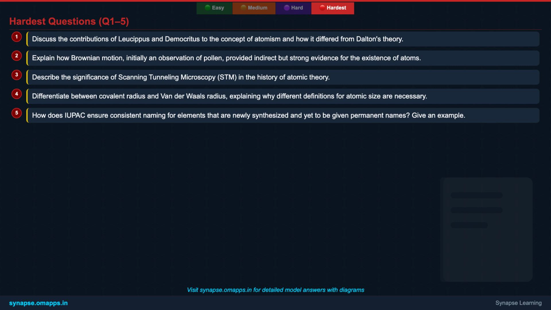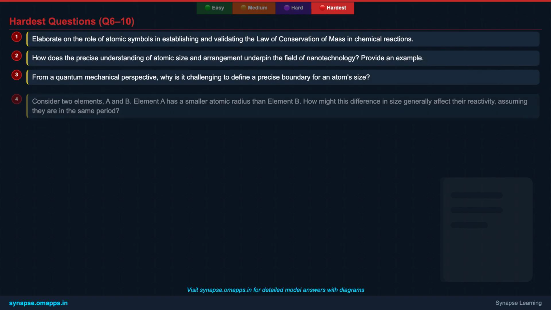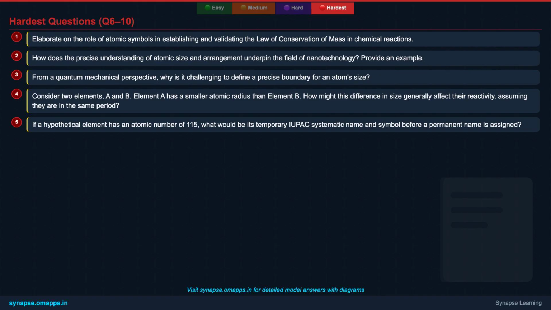Take your time to formulate comprehensive answers. Here are the remaining 5 hardest level questions. Elaborate on the role of atomic symbols in validating the law of conservation of mass. How does atomic size and arrangement underpin nanotechnology? Why is it challenging to define a precise boundary for an atom's size from a quantum mechanical perspective?